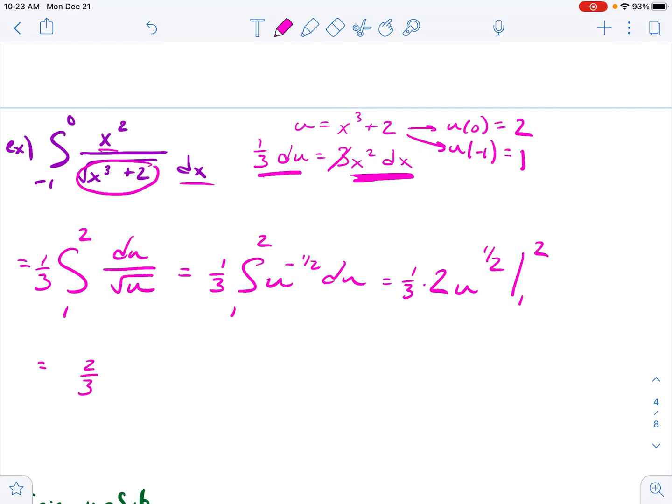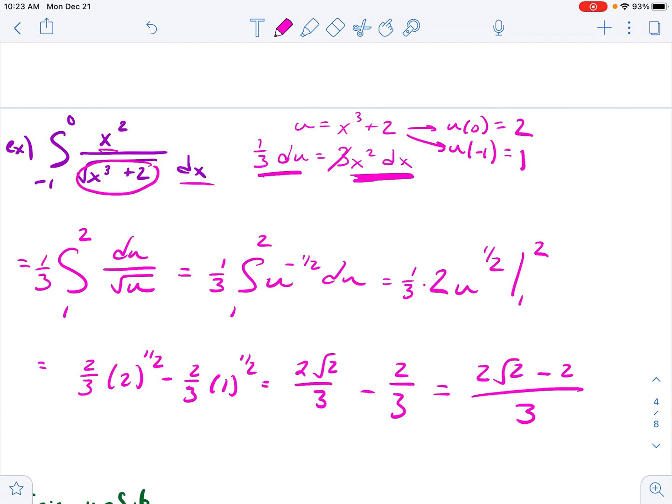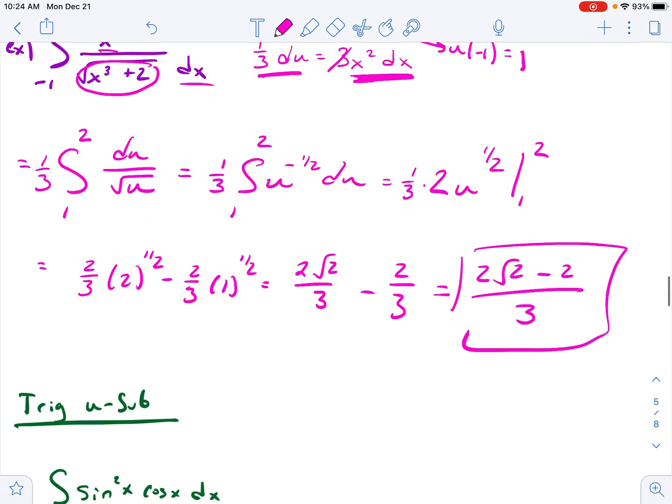So, looks like out front we have 2/3, and then I'm going to have 2 to the 1/2 minus 2/3 of 1 to the 1/2. So that becomes 2 radical 2 over 3 minus 2 over 3, or 2 radical 2 minus 2 all over 3 at the end of the day. And if you'd rather go and replace everything in terms of x, plug in the -1 and the 0, you should get the same end result here. Okay, so watch for the change of bounds.